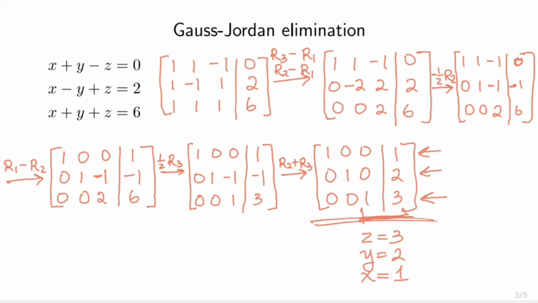So in practice, the computer is not going to use Gauss-Jordan elimination. It's going to use Gaussian elimination. But when you're trying to find something like the inverse, then you almost don't have a choice. You have to do something close to Gauss-Jordan elimination. And that is why we want to learn about it.